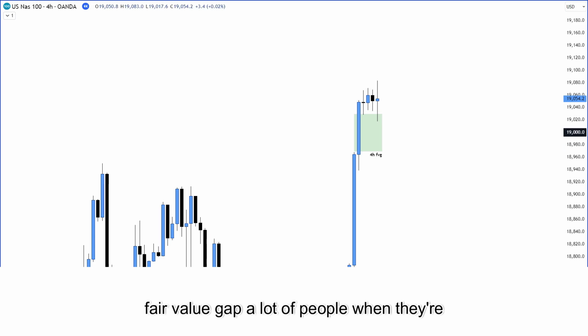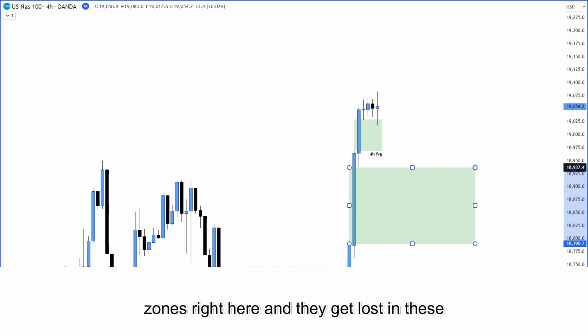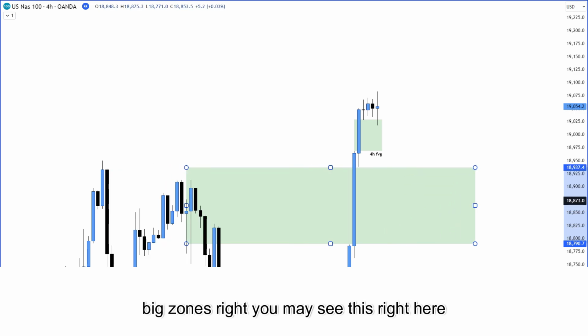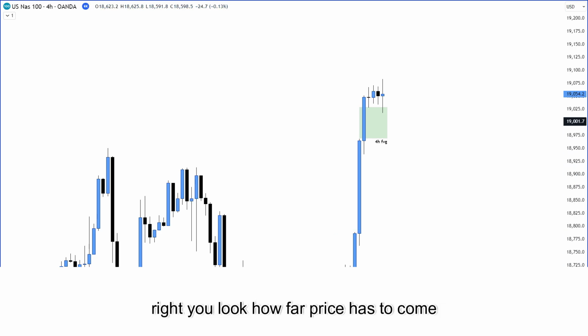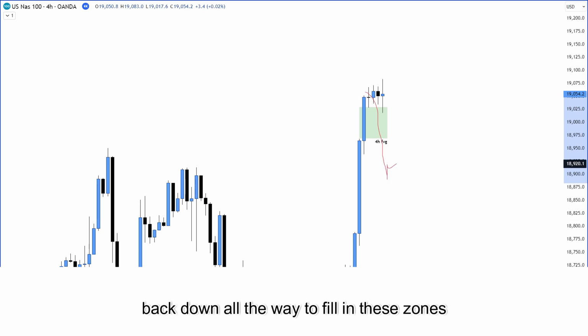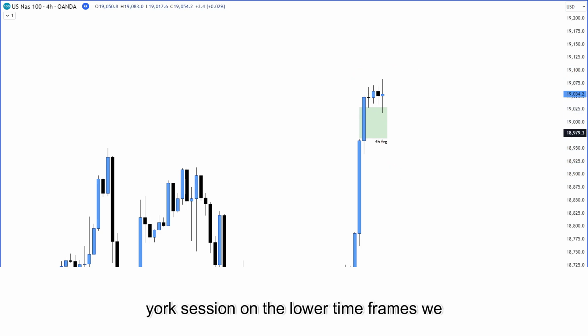A lot of people, when they're on the higher time frame, they start looking at these lower zones, these big zones right here, and they get lost in these big zones. You may see this right here or this broken order block, but look how far price has to come back down all the way to fill in these zones. We are on the higher time frames, and we are trying to take our trade during the New York session on the lower time frames. We don't need price to come back all the way down here. We are looking for the recent structure where price may pull back into.